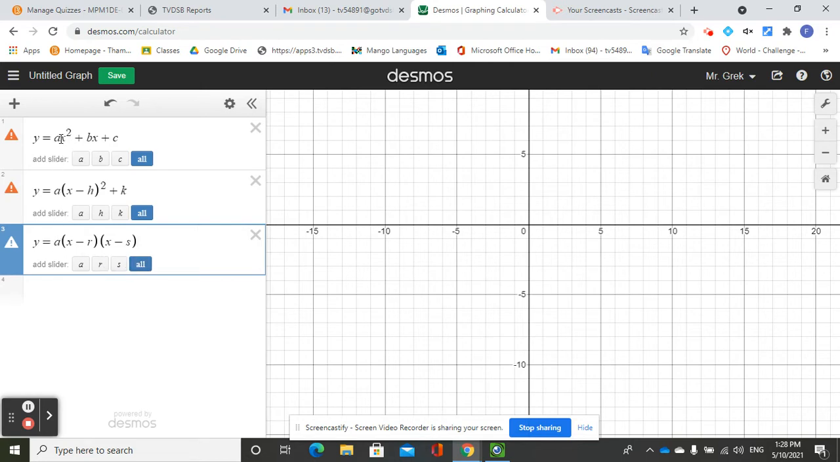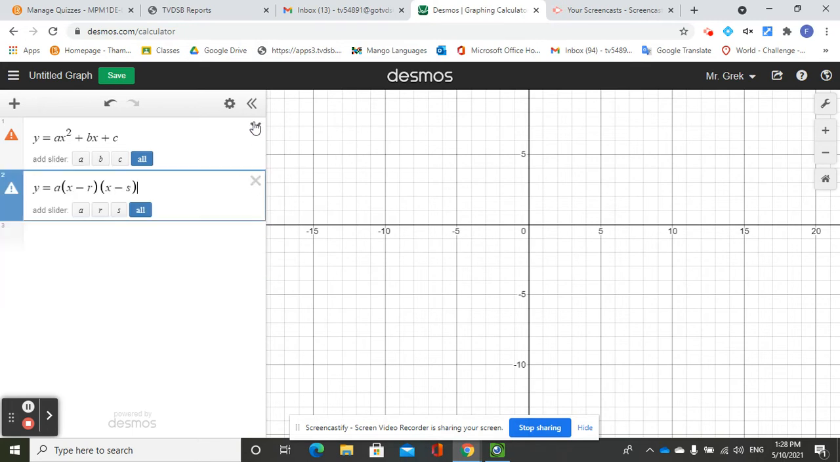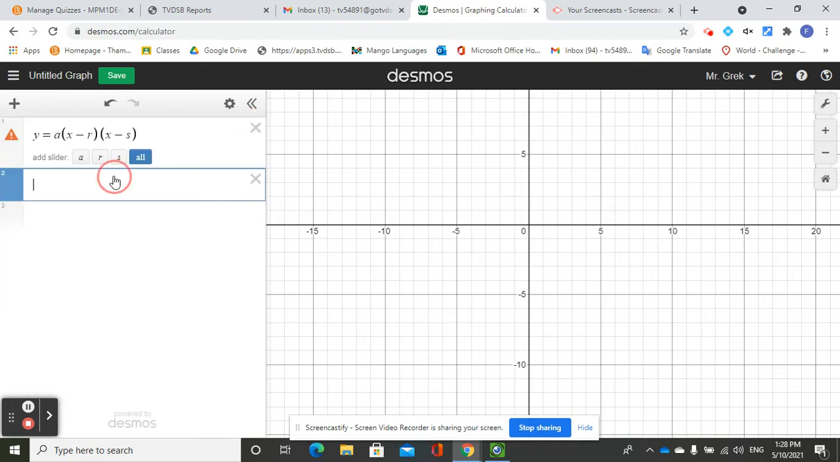A, you notice, is always the same in all three of these forms because a is always telling us the same information: does this parabola open up or down? The other two parameters, I'm using different letters. They're just arbitrary letters that we've chosen because they're going to represent different information. And in this case, r and s are going to tell us the zeros of the parabola.